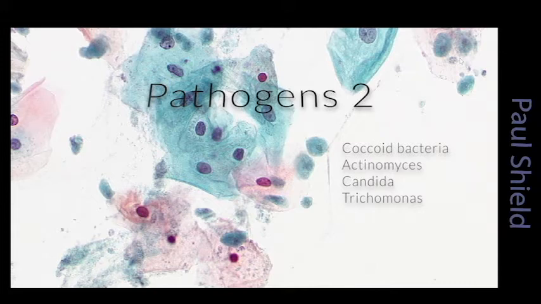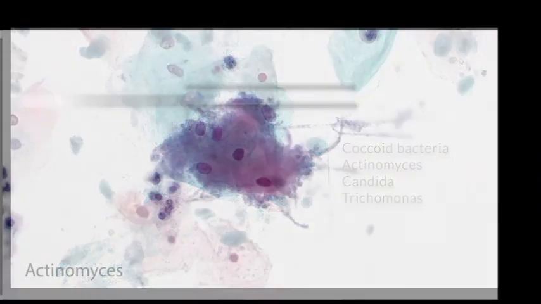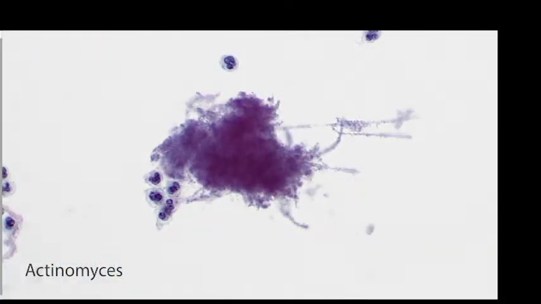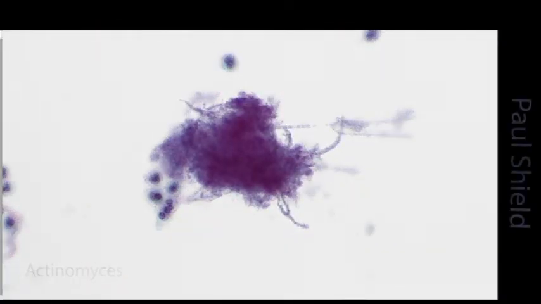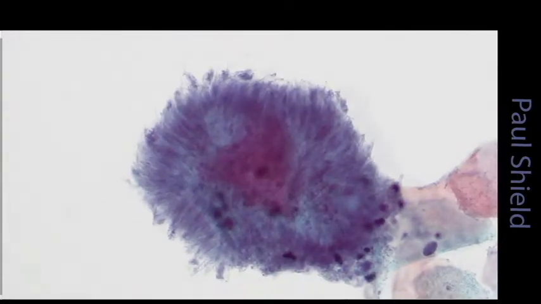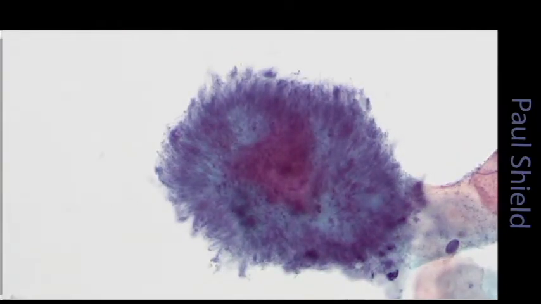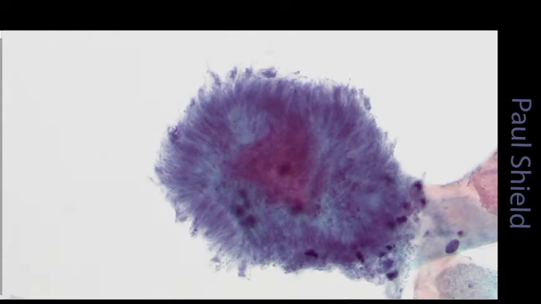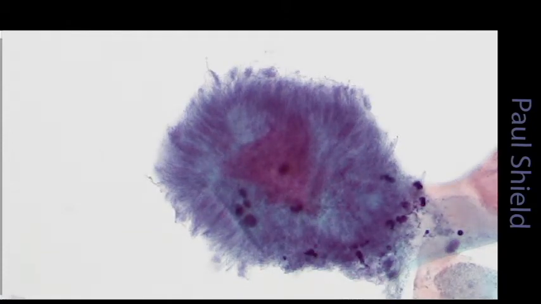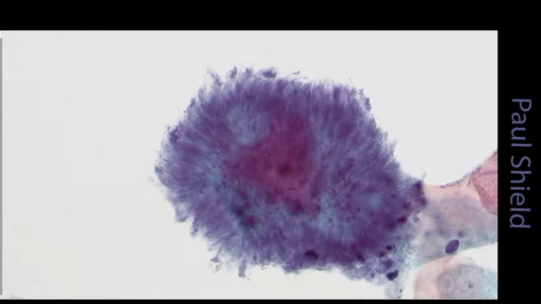Hey, it's Paul. Here we're going to look at some more pathogens. This is actinomyces, so it forms these fluffy little clumps of bacteria. They can look a lot like collections of coccoid bacteria, so you must identify the radiating filaments that branch out from these groups. So you can see them there, they're very fine little filaments. We report these as actinomyces-like organisms.